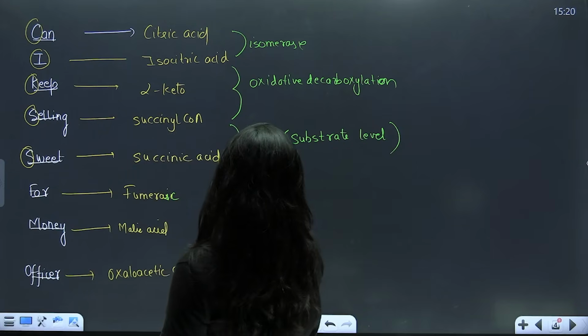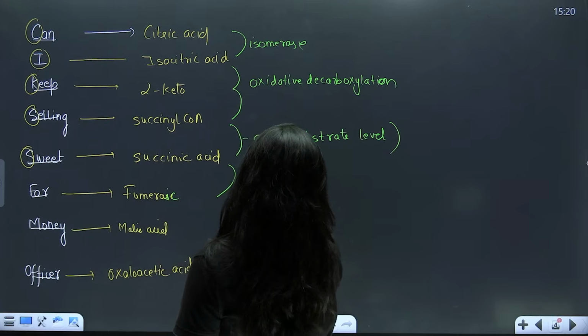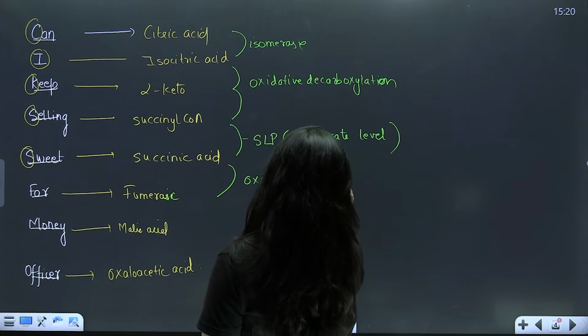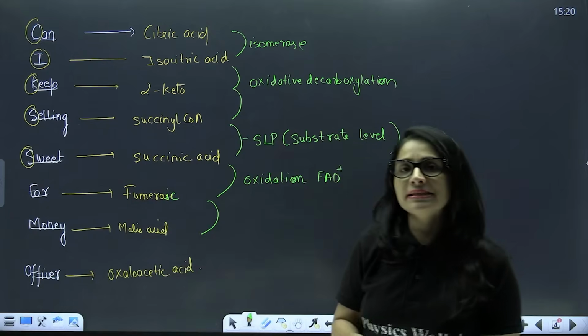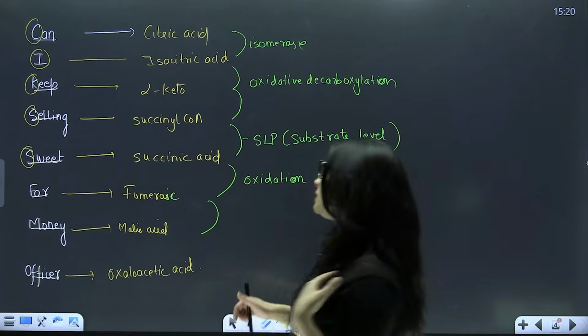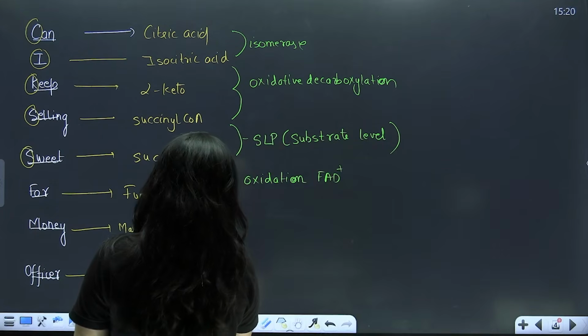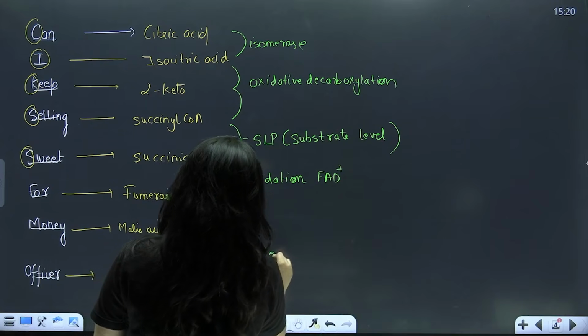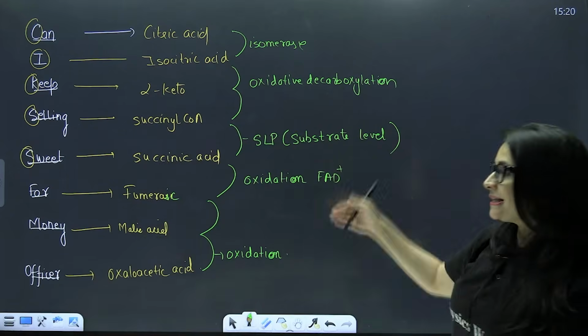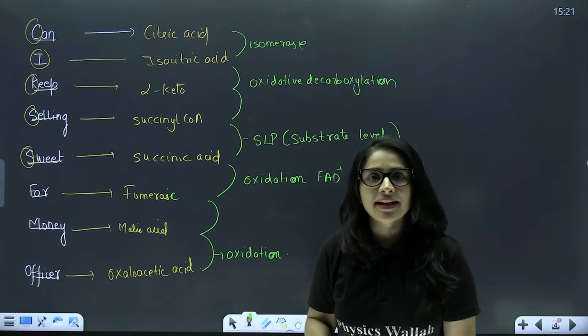Simple oxidation is taking place with the help of FAD positive. Then fumaric acid to malic acid, dehydration, removal of water is taking place, and last but not the least is again an oxidation step via NAD positive. So isn't it easy to learn the Krebs cycle?